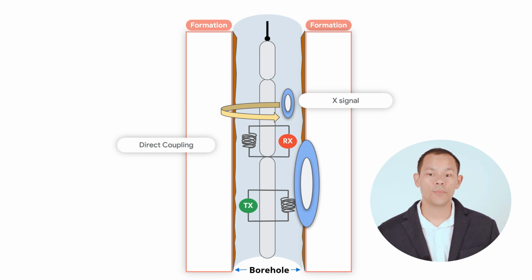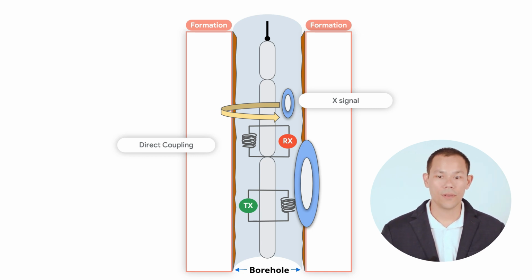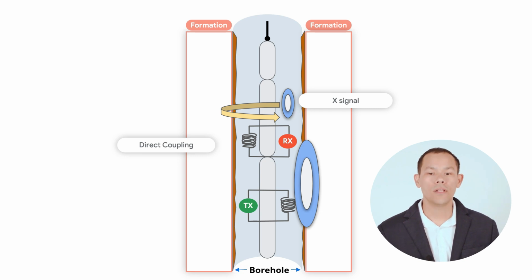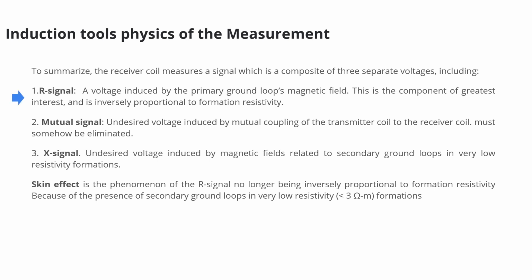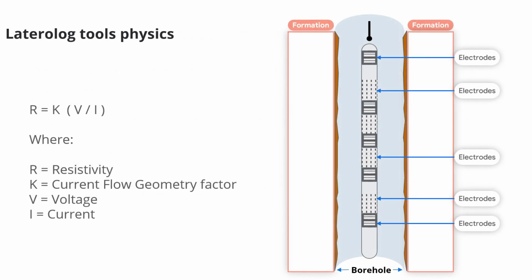In summary, the principle of operation of an induction tool is to apply an alternating current to a coil, generating a magnetic field, which will induce a current into the formation. Then, the receiver, which is another coil, will measure a voltage that contains 3 main components. The R signal, which captures the resistivity of the formation, the mutual signal, the interaction between the transmitter and receiver coil, and the X signal, affected by the conductivity of the very low resistivity formations and borehole fluids. Now let's study another type of resistivity tool, Laterologs.